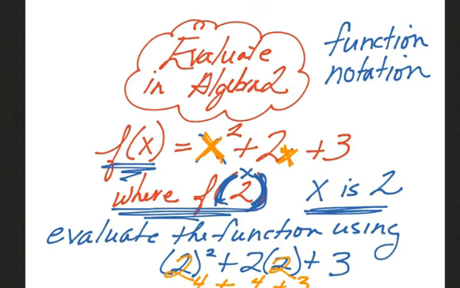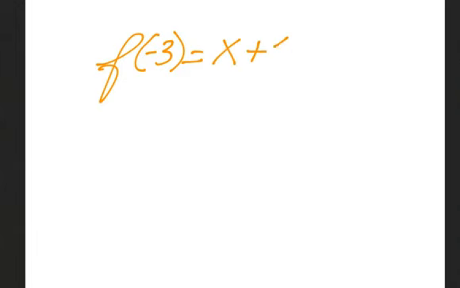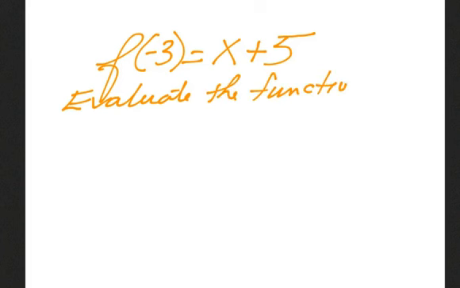Now you're going to have to be even more careful with negatives this time around. So for instance, if I say f of negative 3 is equal to x plus 5, that just said to me, evaluate the function using x equals negative 3. I'm going to go ahead and take that out and use is, because we need to get used to the fact that this is a reading class. So x is negative 3.